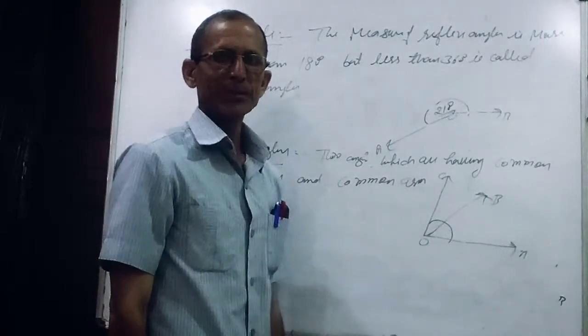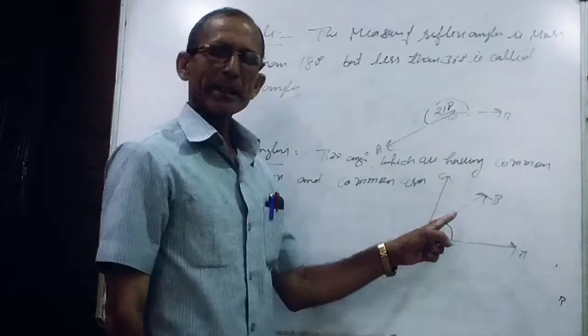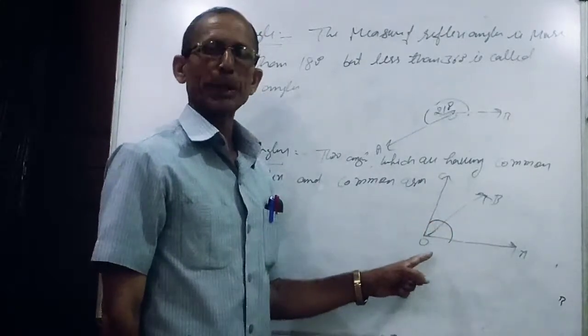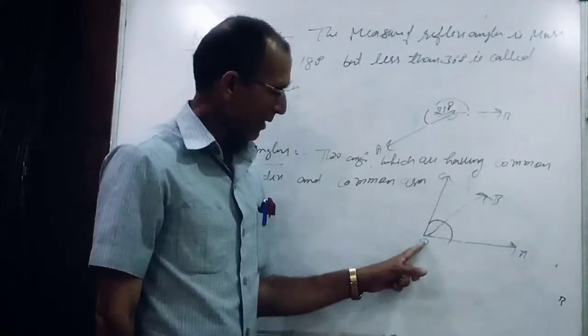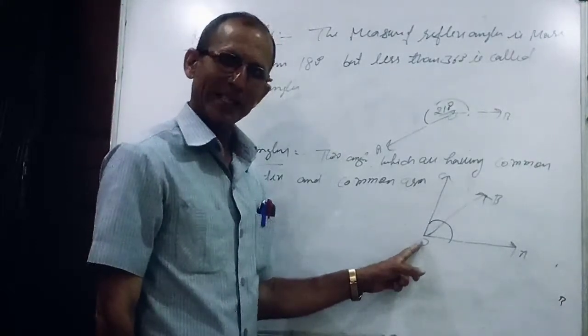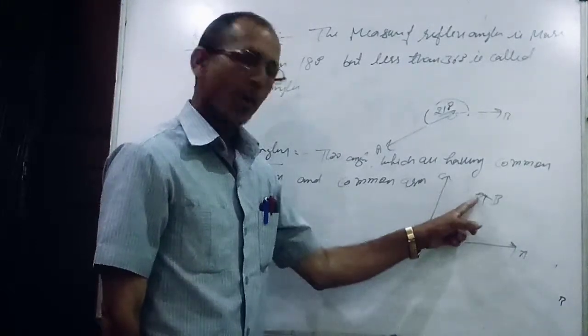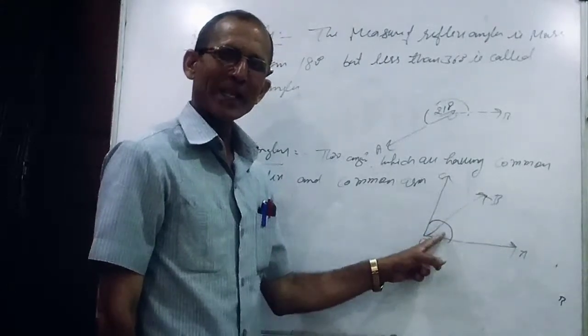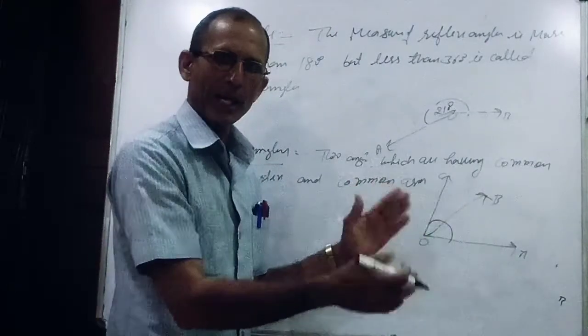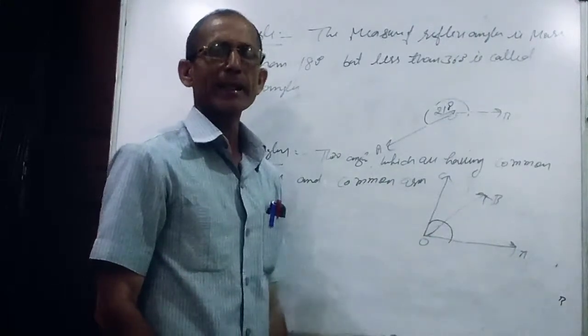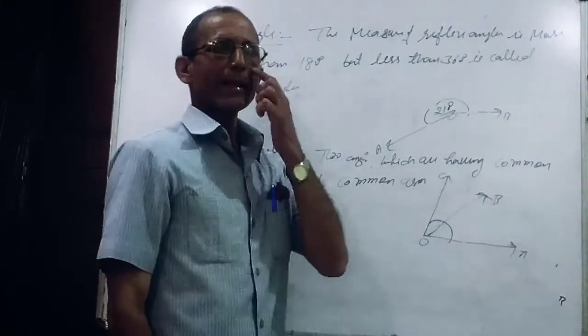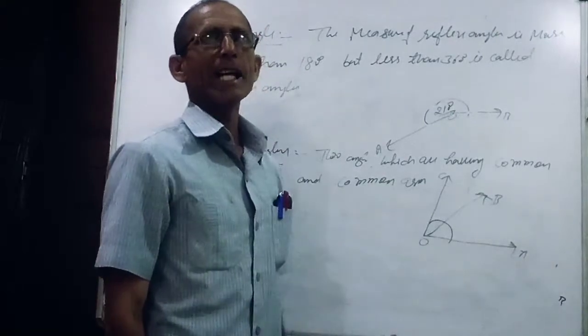Have you understood? Once again, I am repeating the definition of adjacent angles. Two angles which have a common vertex, O is the common vertex, and a common arm, OB is the common arm, and the other two arms are opposite to this. So these are called adjacent angles. Next is linear pair.